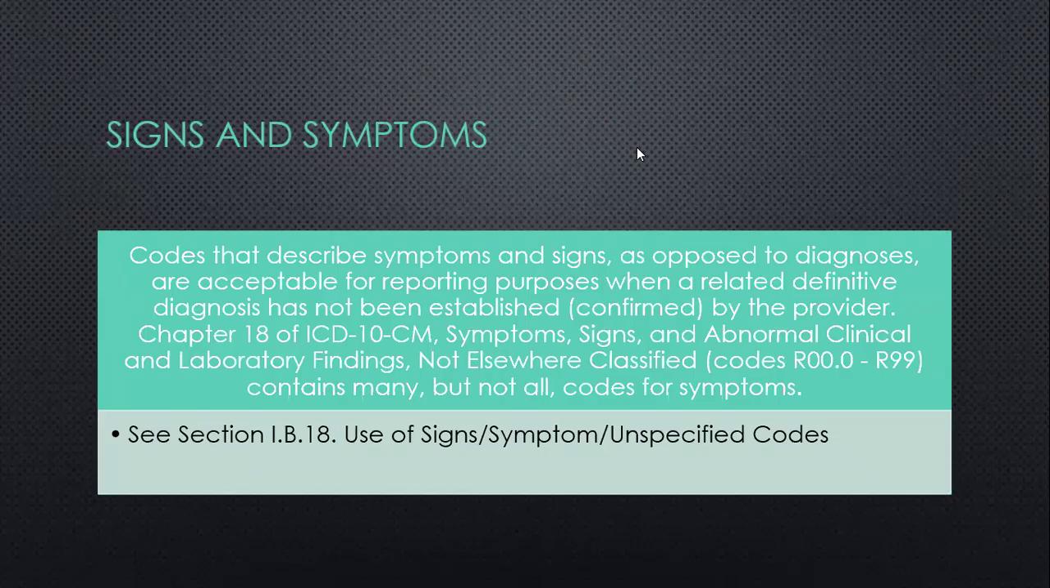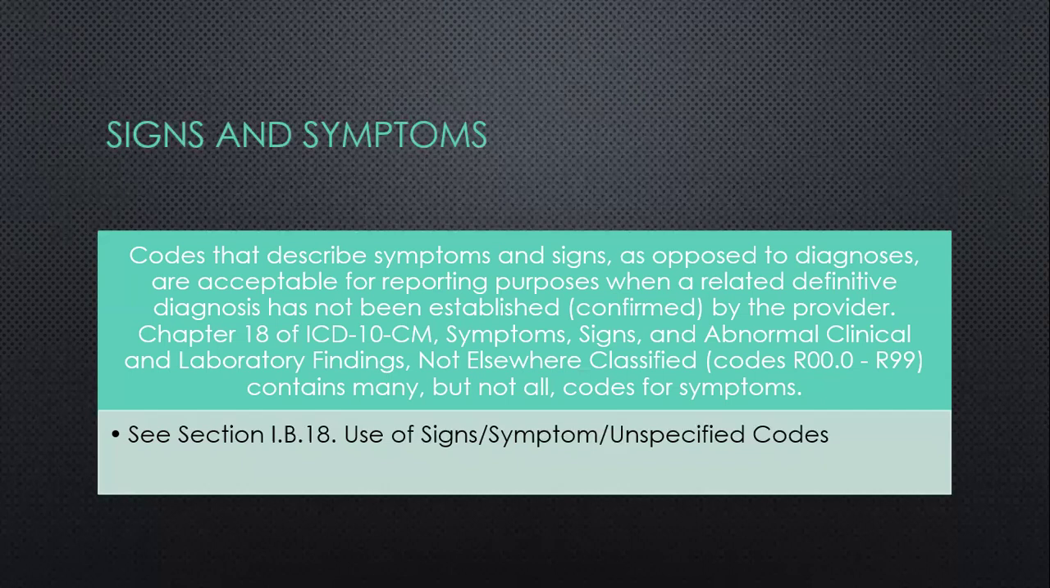Signs and symptoms. If you're following in your book, this is section I.B.18, the use of signs, symptoms, and unspecified codes. Now, if you've been in coding for a while, you may already know. If you're new to coding, you may not know that if your provider documents a definitive diagnosis and the sign or symptom is related or inherent to the definitive diagnosis, you're going to lose your signs and symptoms because the definitive diagnosis is going to encompass those signs and symptoms.